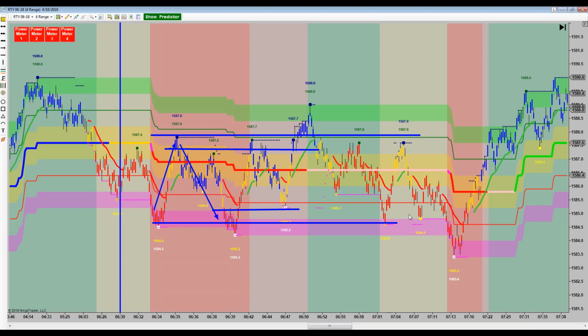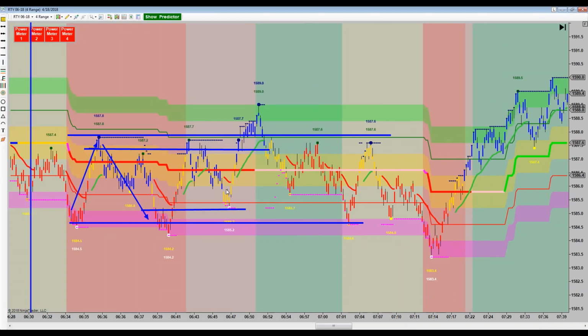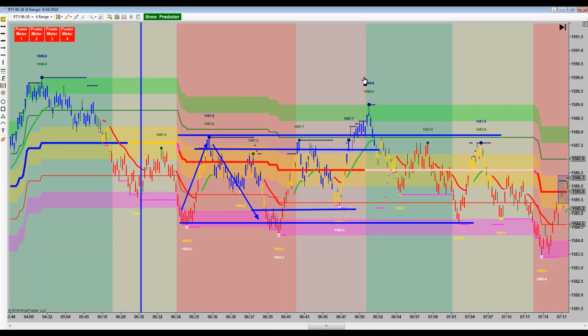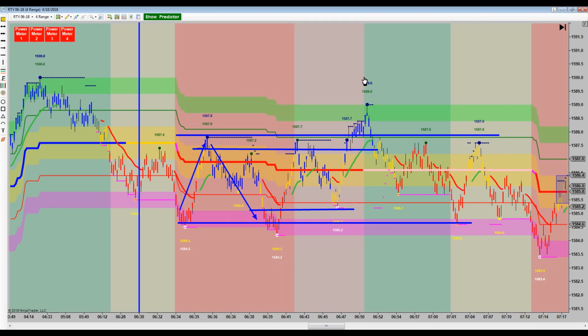Now, right after 7 o'clock, I want to show something here. I'm going to blow this up. Can you see how the market paused right here? See how it paused right there? It sat there for about 2 minutes.